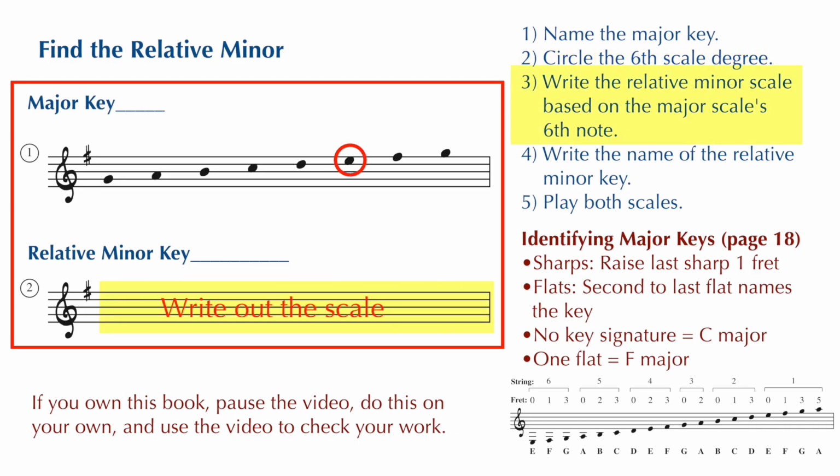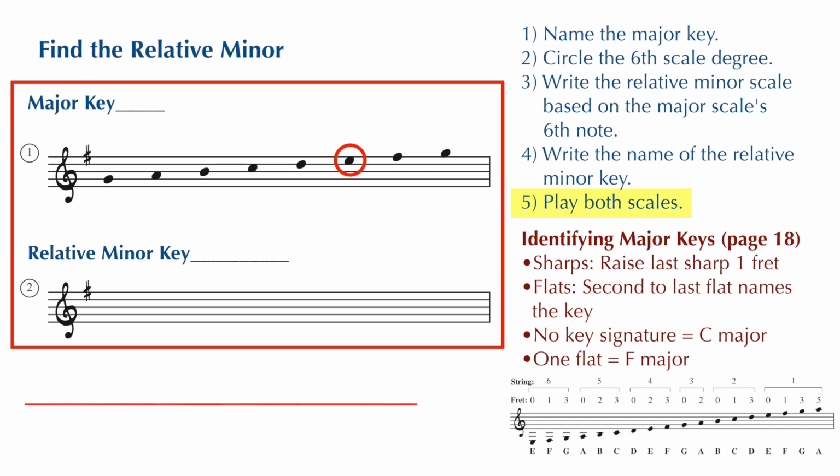Then in the blank staff below that major scale, write out the relative minor scale based on the sixth scale degree of the major scale. And again, you could start that minor scale in any octave you like. Then write the name of the relative minor key to the left of the staff that you just filled in. And finally, play both the major and the minor scales so you get a sense of what they sound like.